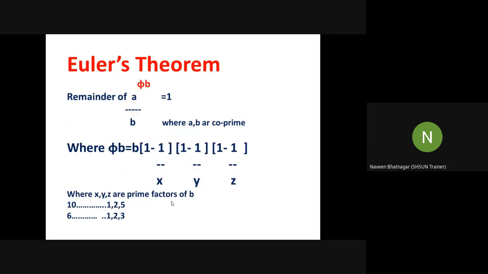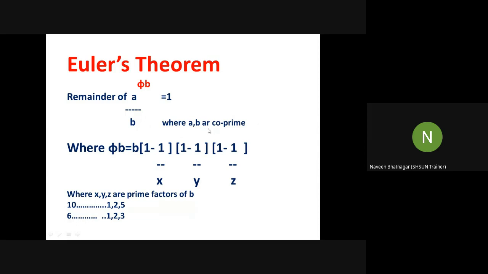Now we have one more theorem, that is Euler's theorem. That is, the remainder of a raised to power function of b divided by b is 1. Here a and b are co-prime numbers. Co-prime numbers, you understand, are numbers which have HCF as 1. Like 3 and 4. See, 4 is not a prime, but 3 and 4 are co-prime because their HCF is 1.